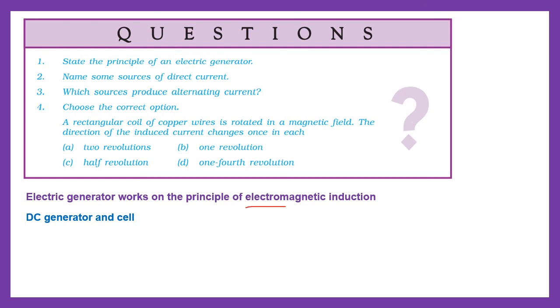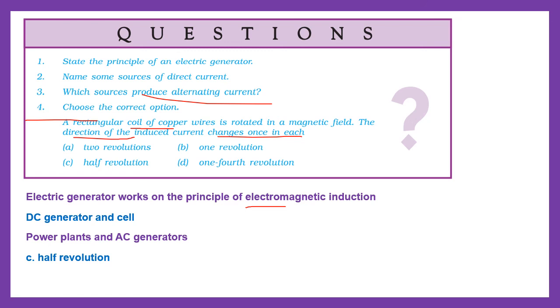Question number 3: which sources produce alternating current? Power plants and AC generators produce alternating current. Now here is the question and you have to choose the correct option. A rectangular coil of copper wire is rotated in a magnetic field. The direction of the induced current changes once in each 2 revolutions, half revolution, 1 revolution, or 1/4 revolution. The correct answer is half revolution.